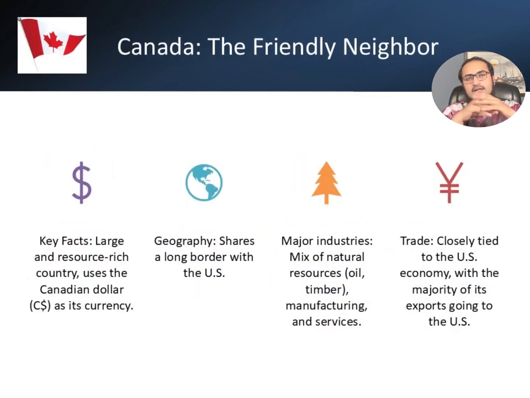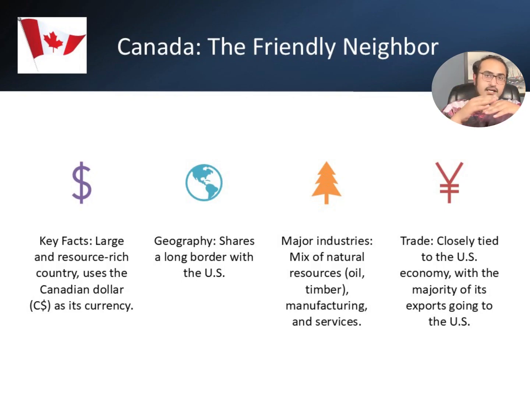Now we move on to Canada. Canada is the neighbor of the US and a trade partner of the US. Who is Canada's first trade partner? It is the US. This country is resource rich. Their currency is the Canadian dollar. It shares a long border with the US. Major industries? It includes a mix of natural resources, timber, manufacturing, and services, so it is a resource-rich country, and there are many industries related to resource mining and resource preparation here.